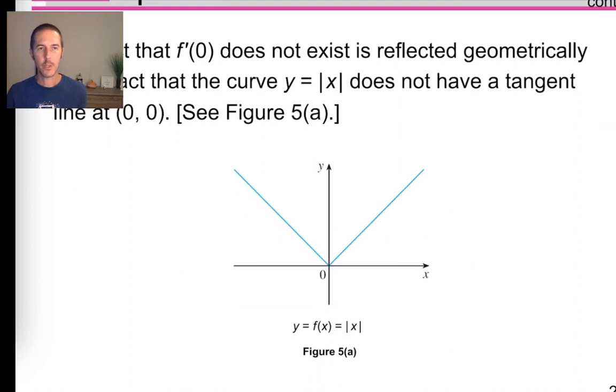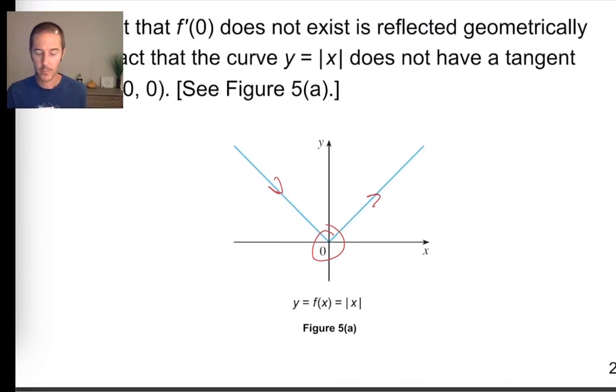Here's the graph of the original absolute value function. You can see that the slope of this line is positive 1, the slope of this line is negative 1, but what's the slope of the tangent line here? I don't know. It can't be determined. That's what we just determined, is that it can't be determined, because the limit from the left does not equal the limit from the right as pertains to the first derivative.